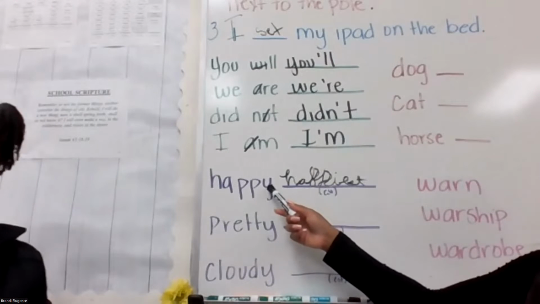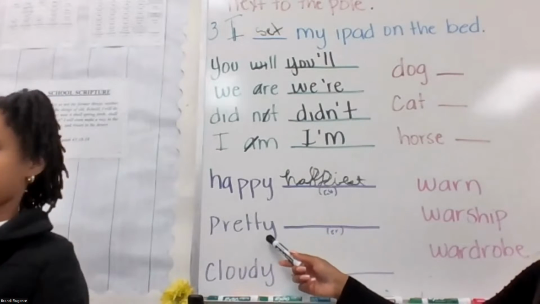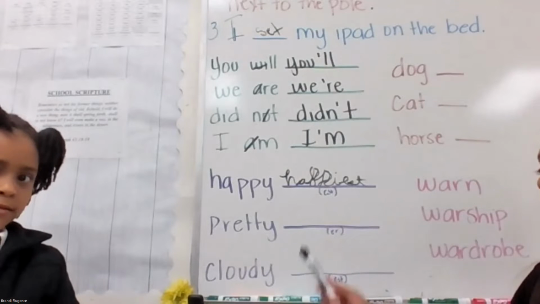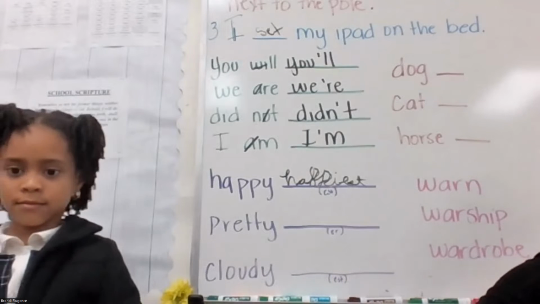That's what we just said. What do we do to the Y? If the root word ends with the Y, what do we do to the Y? Change the Y to the I. Okay, and then you add ER.